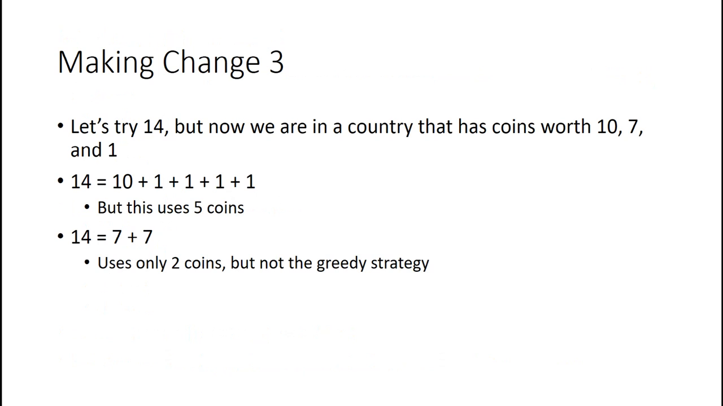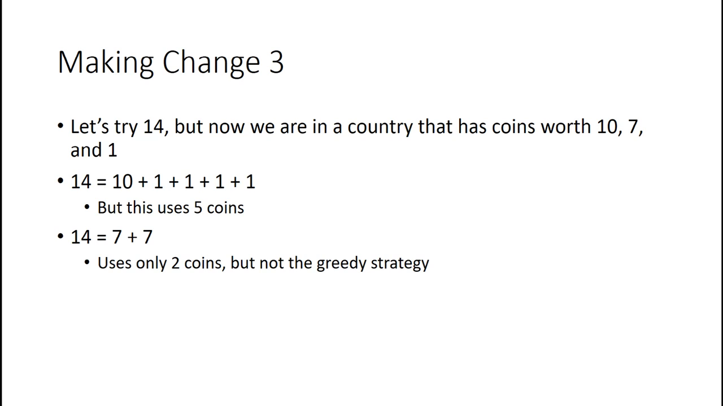Let's try making change again. This time we'll try 14, but now we're in a country that has coins worth 10, 7, and 1. The greedy approach actually does work. We take our 14, we remove our 10, and we've got 4, and we remove 1, and we remove 1, and we remove 1, remove 1. In the end, for our change, we use a 10 piece and 4 1 pieces, and that does work. It uses 5 coins, and one of our goals was to use the fewest coins.